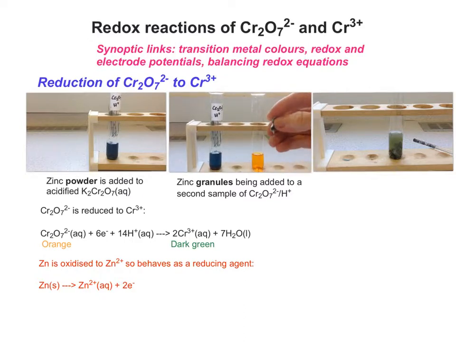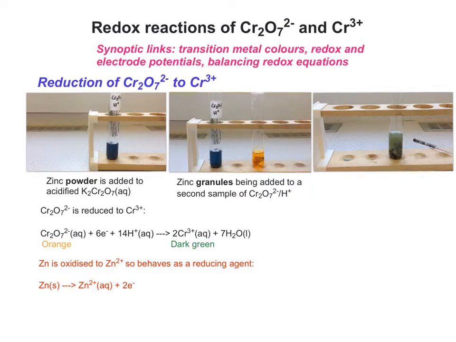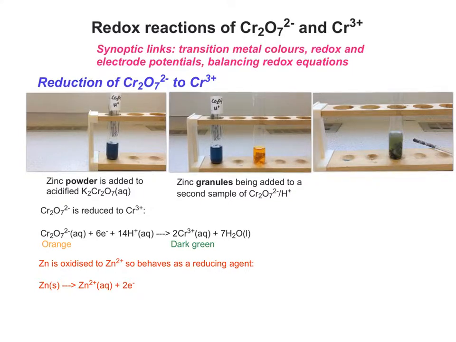So in the second clip what I'm doing is adding some zinc granules instead to a second sample of Cr2O7 2-. And you can see quite clearly that the reaction isn't anything like as quick as in the first video clip. So you can see in this second video clip that we have the same sample of Cr2O7 2- has now become Cr3+. And you might notice it's taken a slight blue colour.